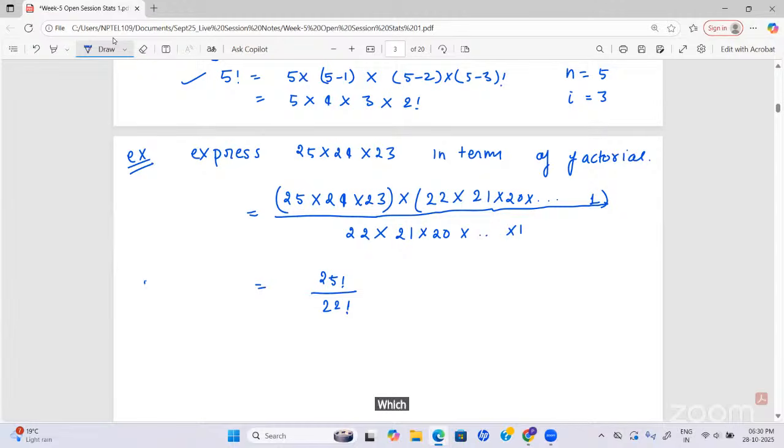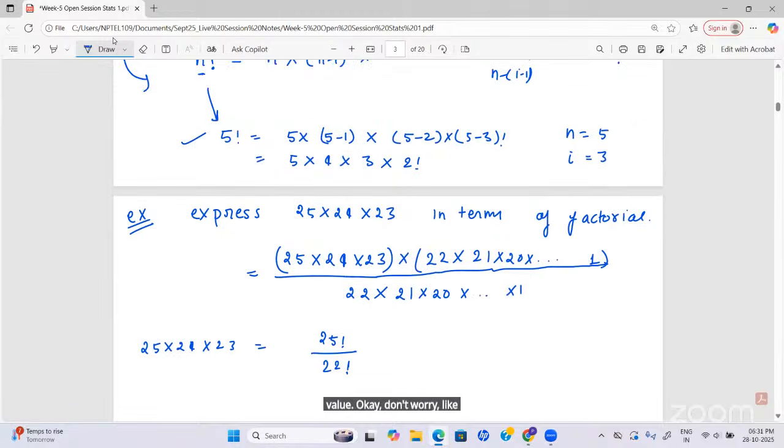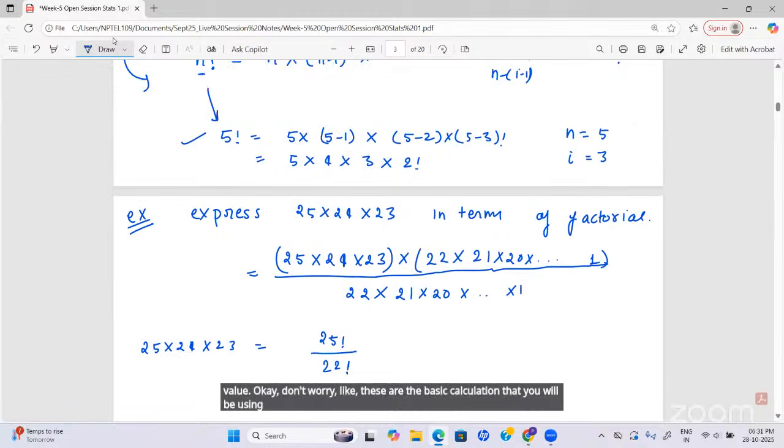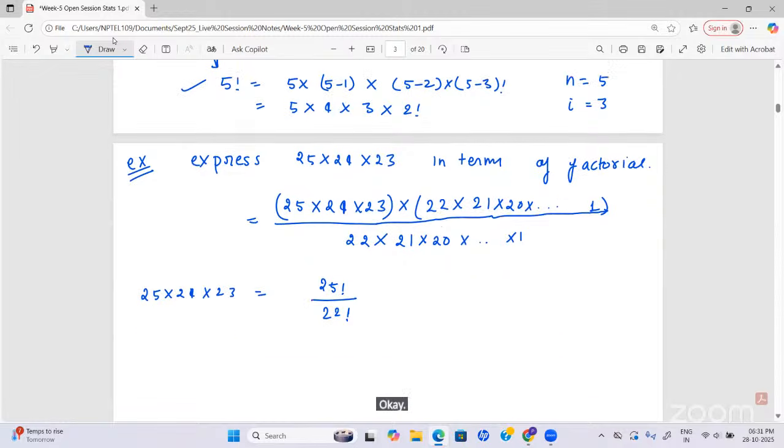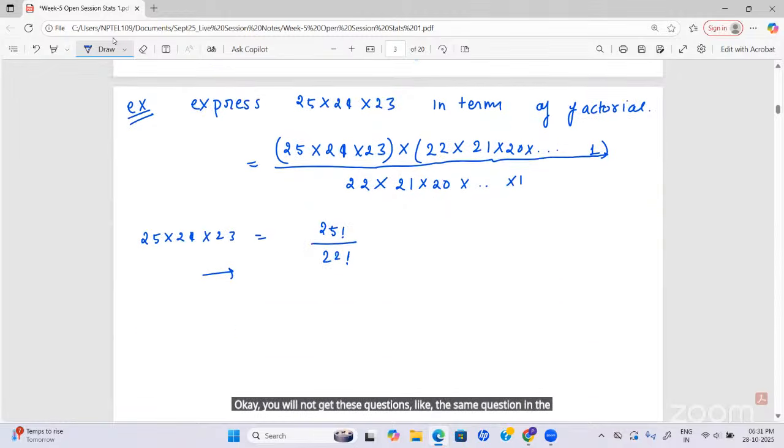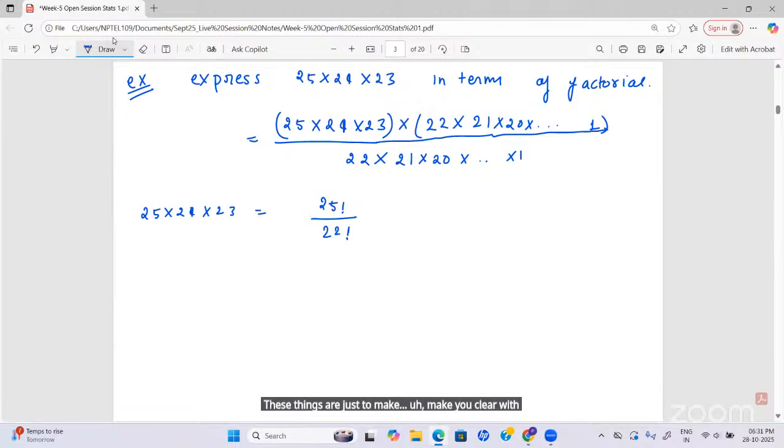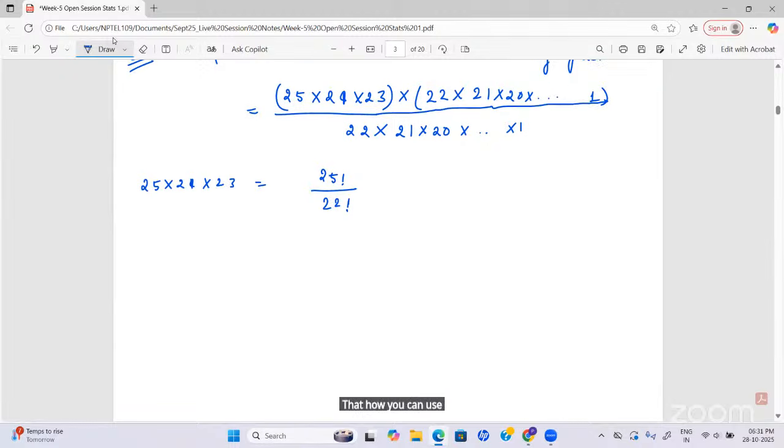Now you can see that both things are equal: 25 into 24 into 23, and we have written it using factorial. So the value of both is the same. These are just used to express the same value. Don't worry, these are the basic calculations that you will be using in solving the problems. You will not get the same question in the exam. This is a very basic thing, just to make these concepts clear, so you know how to use them in your questions.